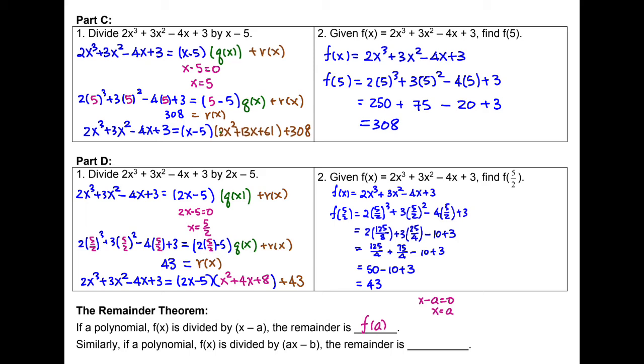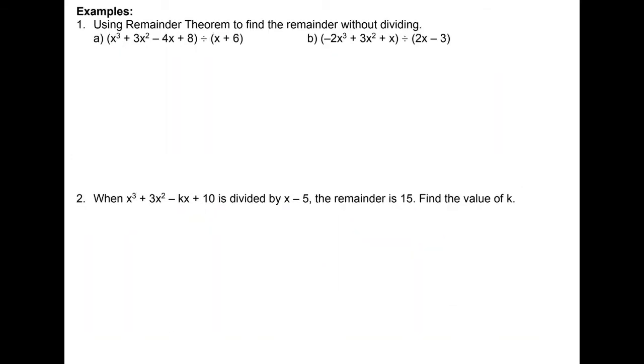Next, if the function f(x) is being divided by ax minus b, we let our divisor ax minus b equal 0. That means ax equals b, divided by a on both sides. x will become b over a. So our remainder will be f at b over a. Now, let's use the remainder theorem that we learned to find the remainder without dividing.